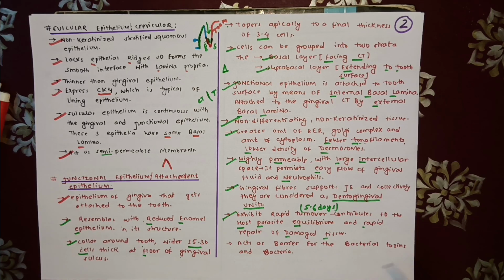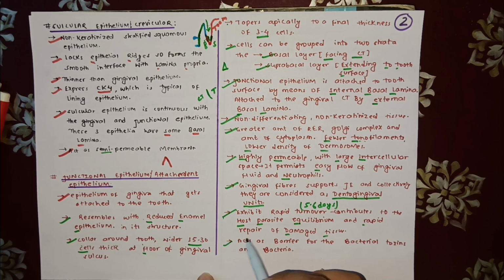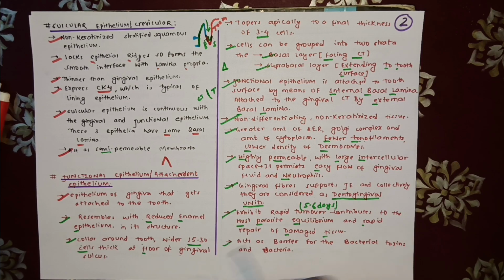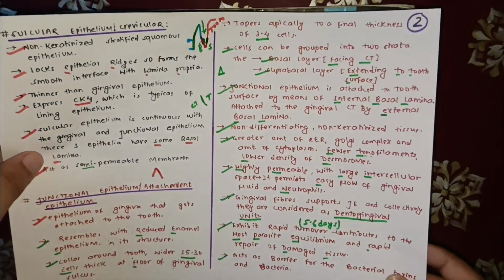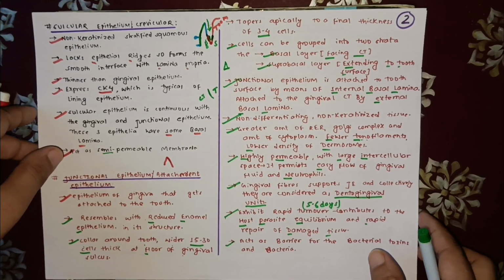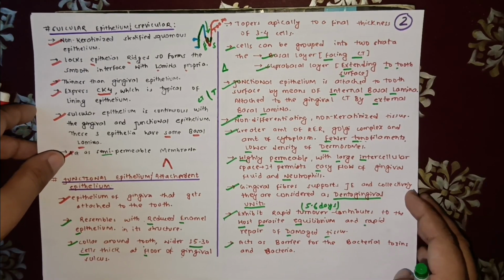It acts as a barrier for bacterial toxins and bacteria. As it is a junction, an attachment, it acts as a barrier there. Okay, so we have completed this. Once I show this picture, I will move ahead.